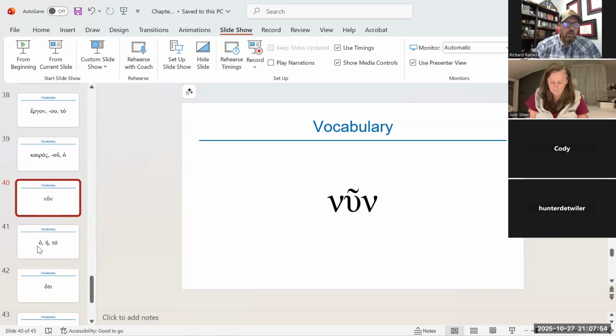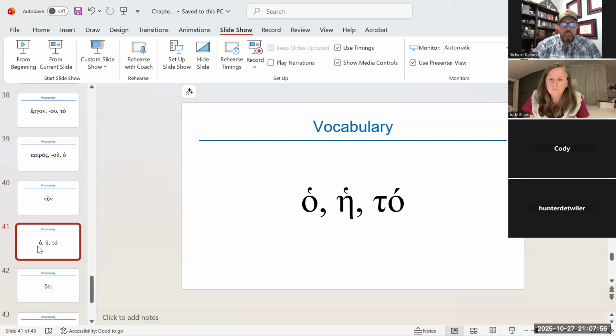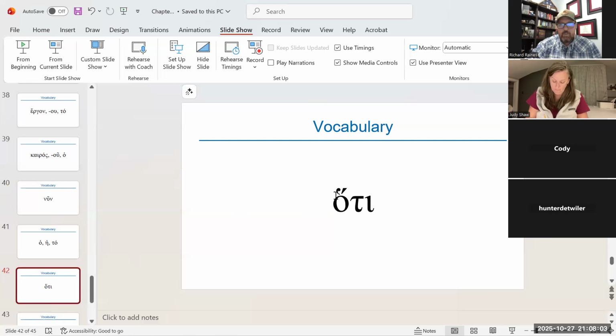All right, here are the definite articles. So all of these mean the. You've got a rough breathing mark here, which makes the H sound. So what is this word?